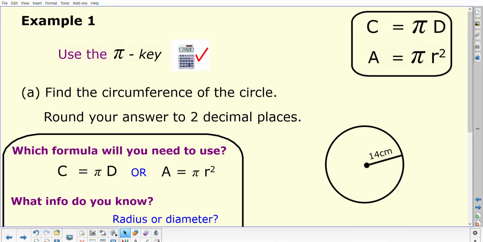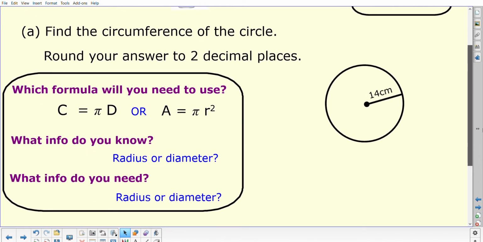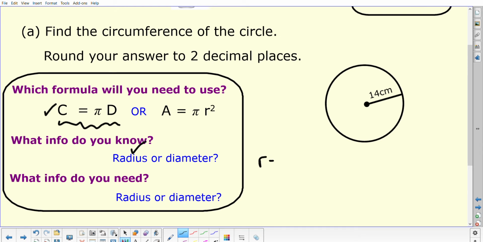So let's run through a couple of examples. Seen all this before already. Find the circumference of the circle, rounding your answer to 2 decimal places. So the sort of processes that you should be going through: find the circumference of a circle. Which formula will you need to use when you're doing that? Clearly, if it's the circumference, it's this one here we need to be using. And what information do you know from that circle here? It's the distance from the centre point to the edge, so we have actually been given the radius. So we know that the radius is equal to 14 centimetres.